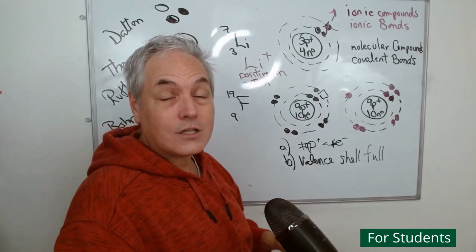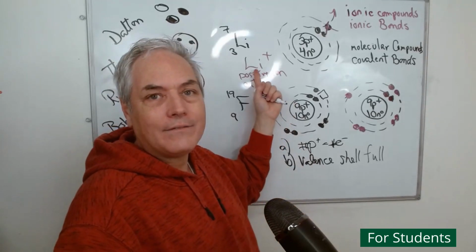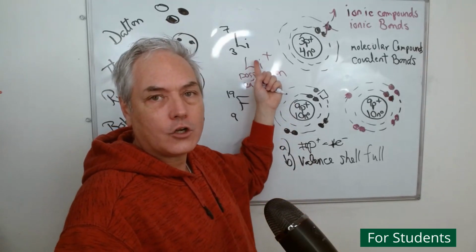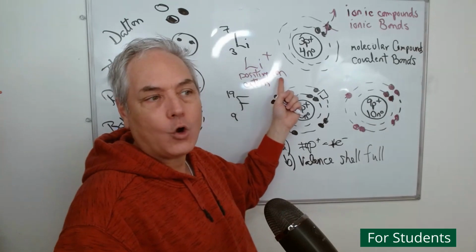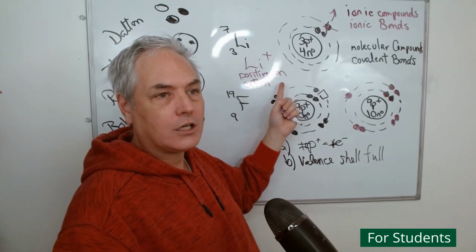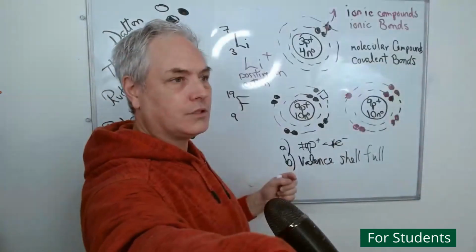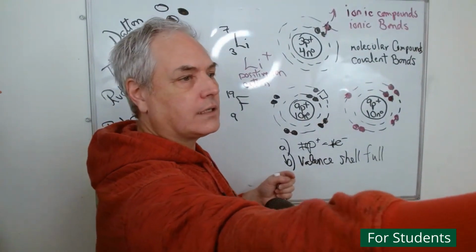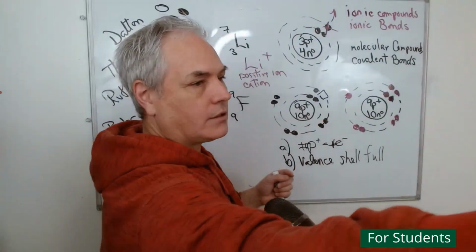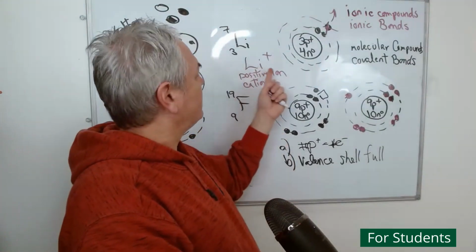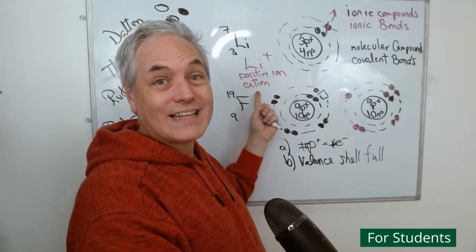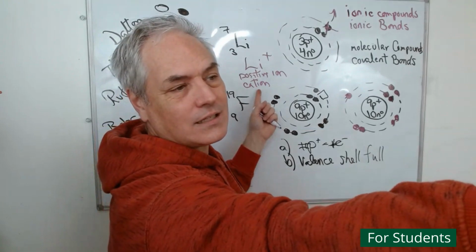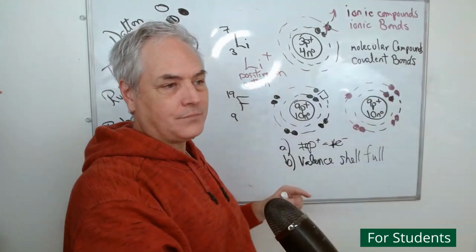So, new pieces of information. When you have a charged particle, a charged atom, we have what we call an ion, I-O-N. When you have a positive ion, the other word is cation. So that is the word I have for that.